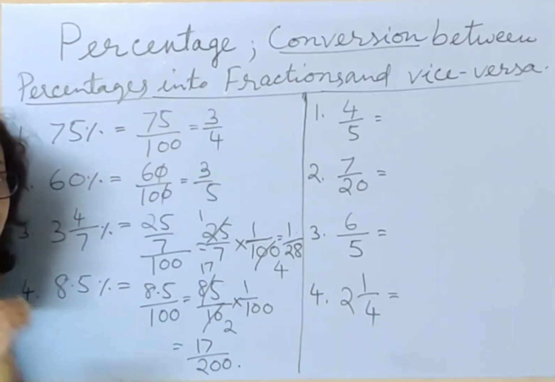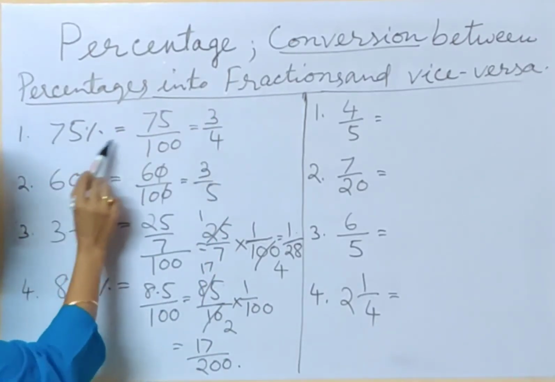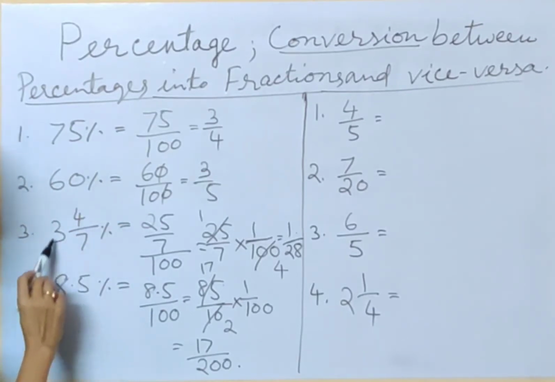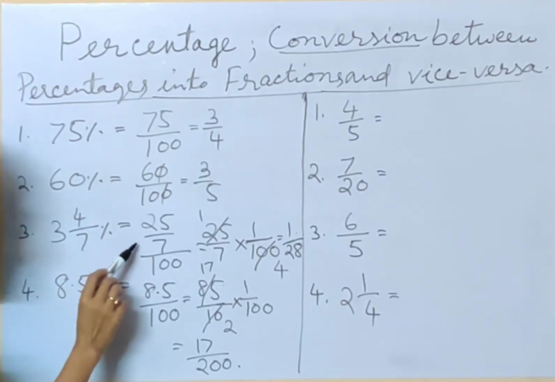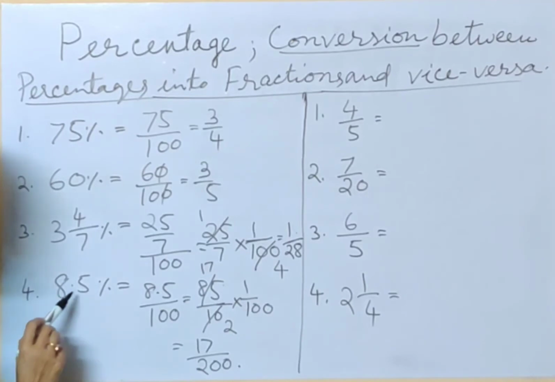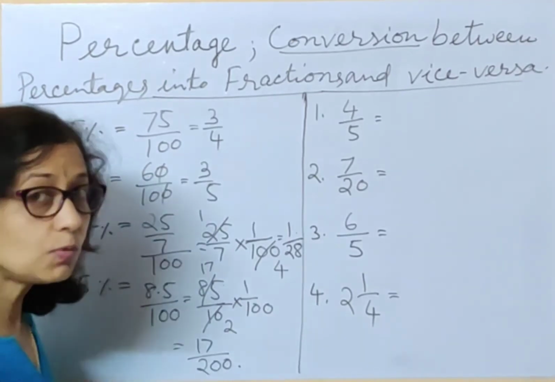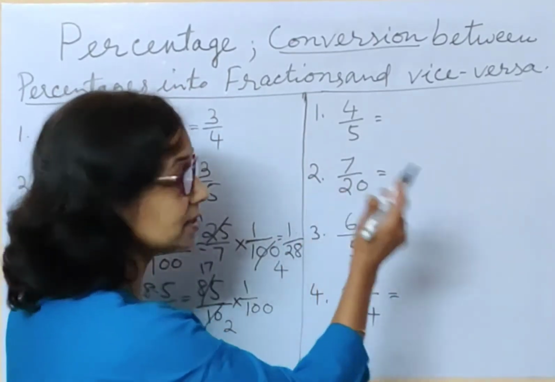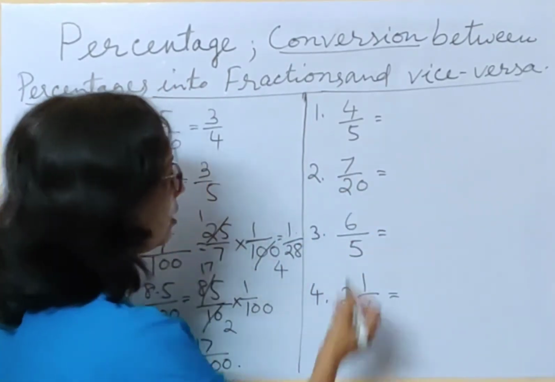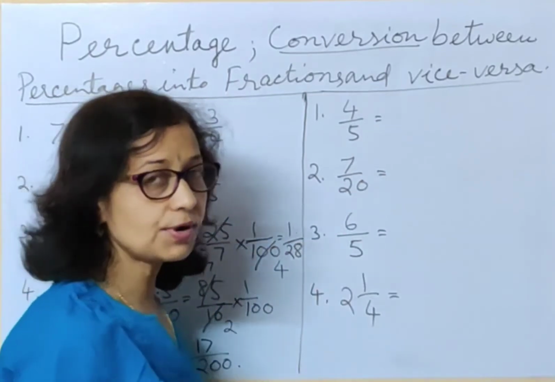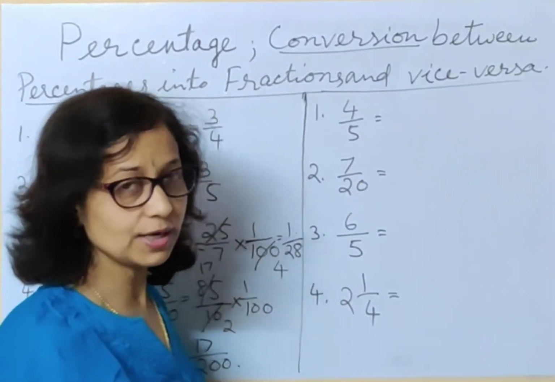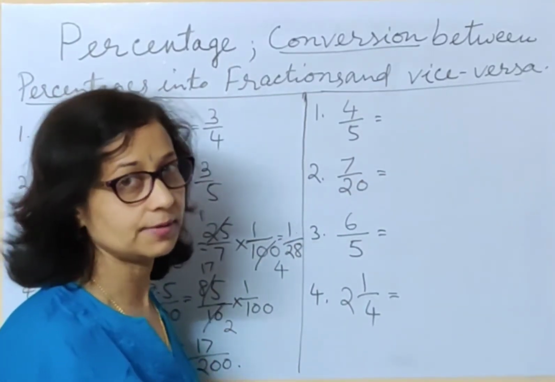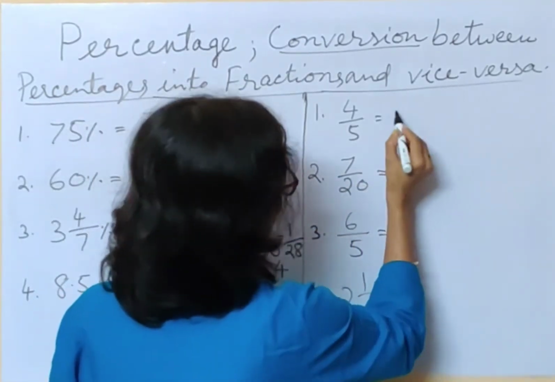I have taken different examples to explain: 75%, 60%, then a mixed number 3 4 by 7 percent, and then a decimal number 8.5%. I hope you are clear. Now next we will learn how to convert fractions into percentages. When we have a fractional number, how do we convert it into a percentage? The simplest way: multiply by 100 and write the percent symbol.